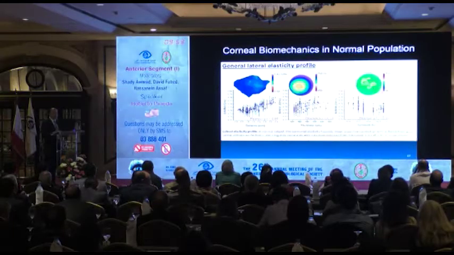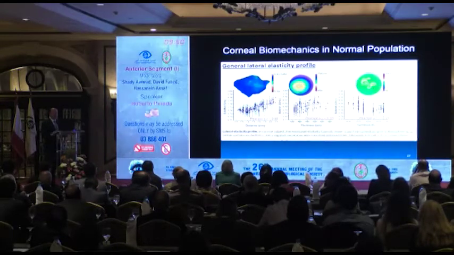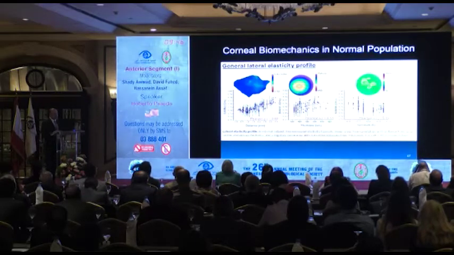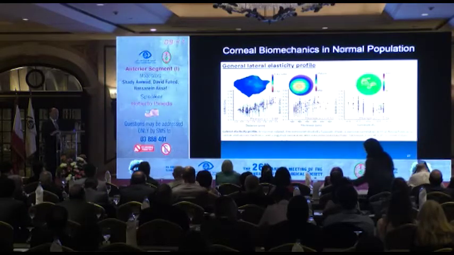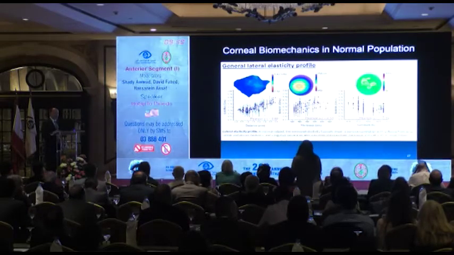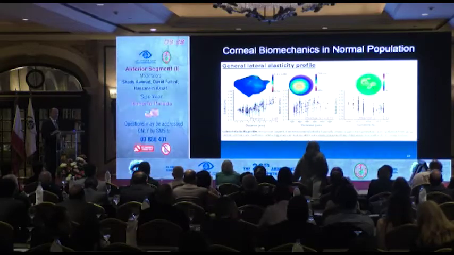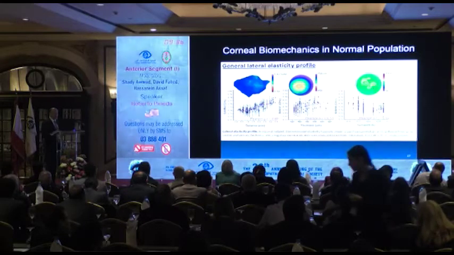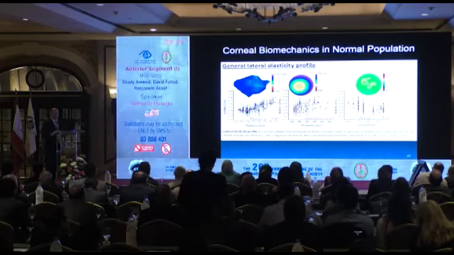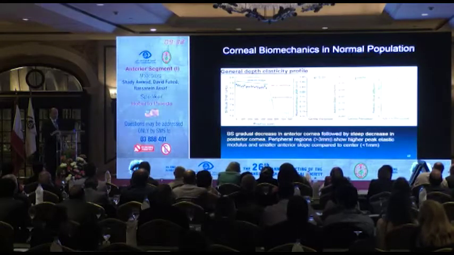So if we look at the normal population, we can start to understand how the Brillouin microscopy kind of correlates to information we already know. If we look at the distance from the center of the pupil as we move outward, the cornea is actually less stiff in the center and gets stiffer as we move out to the periphery of the cornea. Likewise, as the cornea becomes thicker, it also becomes more stiff, and it's actually negatively correlated with curvature. So as the cornea gets more steep, the cornea actually becomes less stiff in those areas.